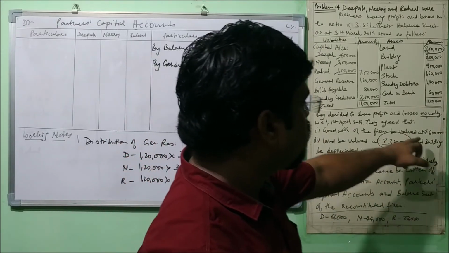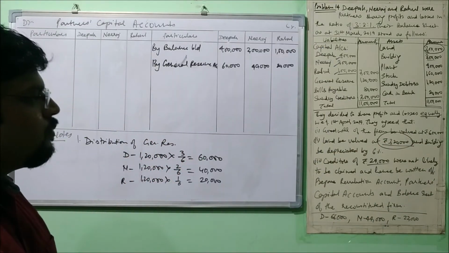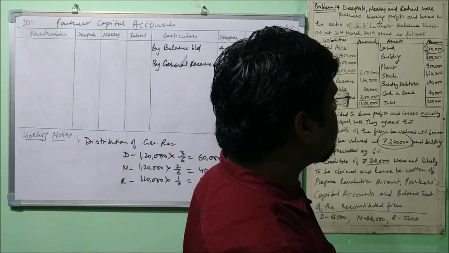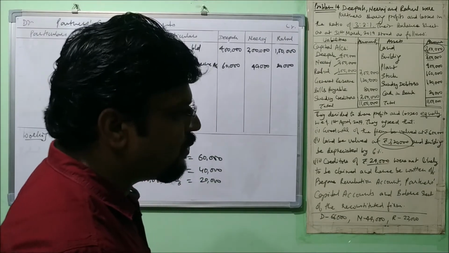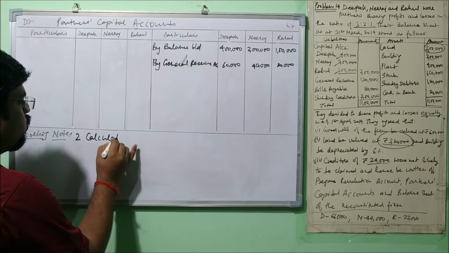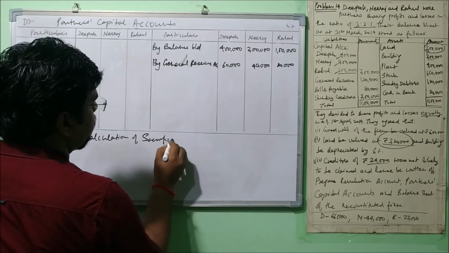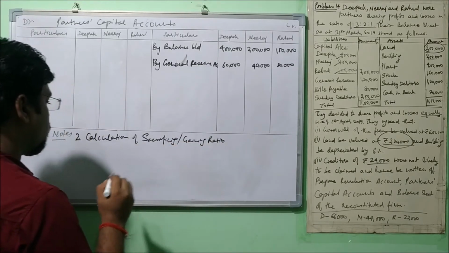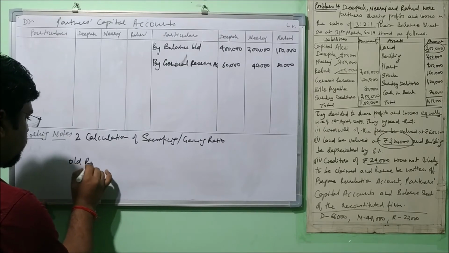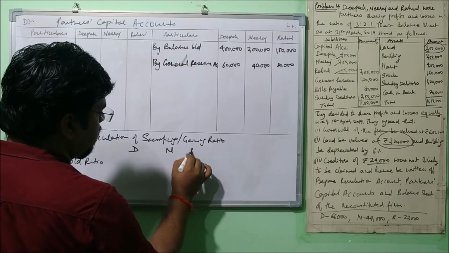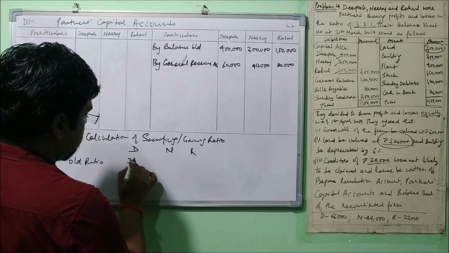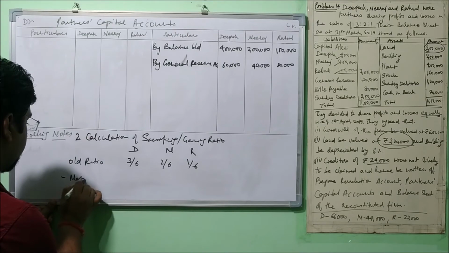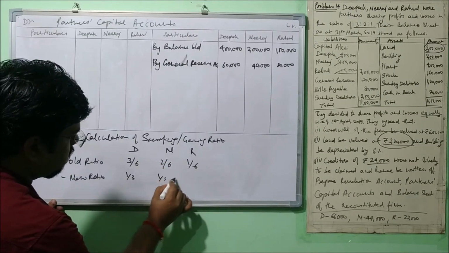Goodwill. Yes, goodwill is already calculated. That is the total firm's goodwill. Okay, we'll have to calculate the sacrificing ratio. Only then can we do the journal entry, and according to that the treatment will be done. Fine. Working out the calculation of sacrificing or gaining ratio. Alright, so let's have their old ratio. Deepak, Neeraj, Rahul. Their old ratio was 3/6, 2/6 and 1/6. And what is their new ratio? It's 1/3, 1/3 and 1/3.